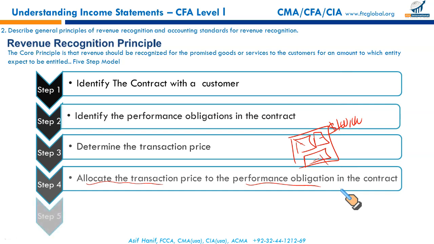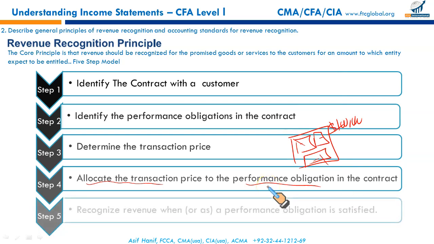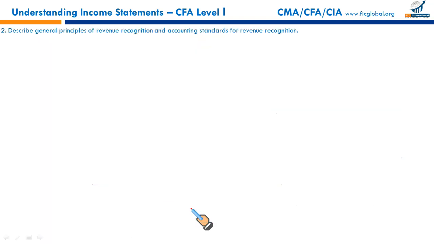That's the idea. So allocate the transaction price to the performance obligation, and finally, recognize revenue when or as performance obligation is satisfied. So these 5 steps are to be completed before the revenue could be recognized, and you just need to generally remember these 5 steps and it would be sufficient.